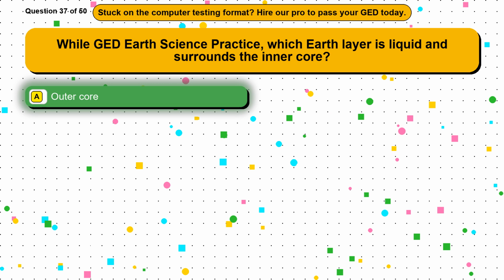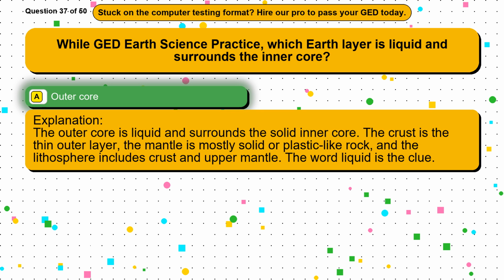Outer core. The outer core is liquid and surrounds the solid inner core. The crust is the thin outer layer, the mantle is mostly solid or plastic-like rock, and the lithosphere includes crust and upper mantle. The word liquid is the clue.